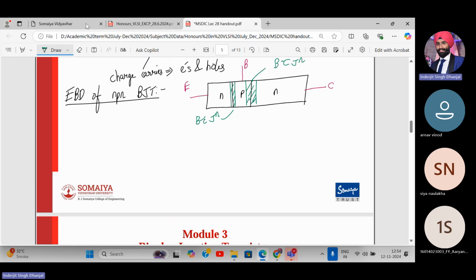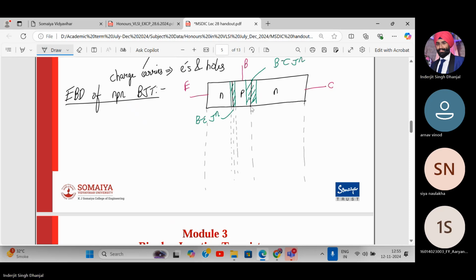Now with respect to this, we have to draw the energy band diagram. For the energy band diagram, what you need to do is extend all these things down like this. Also extend these levels. The depletion region width will also come into the picture here. From here to here, we can mention the depletion region.